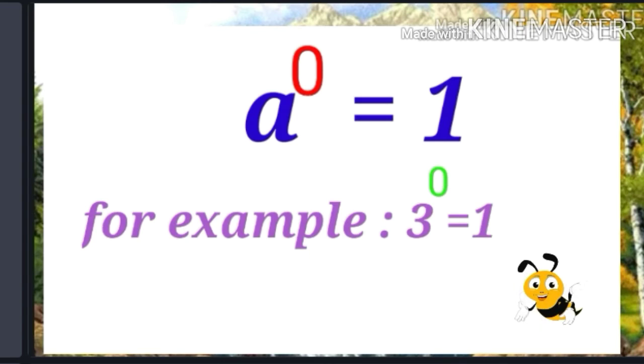What do you say to a raised to power 0? It's 1. Any number raised to power 0 is 1. Here you can see one example: 3 raised to power 0 is 1. When 3 is raised to power 0, that means it is 1.